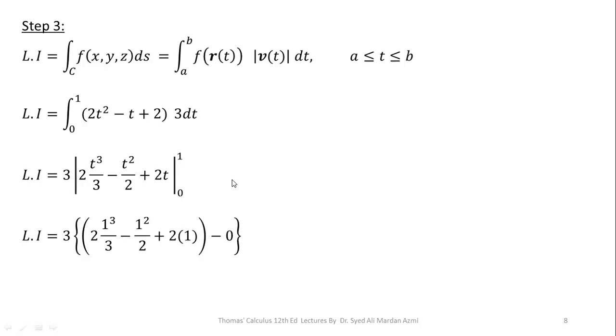Applying the limits, upper limit minus lower limit. When we apply the lower limit, all the terms become 0. And for the upper limit, we replace t with 1. Making the simplification, we get our answer as 13 over 2. And this completes this question.